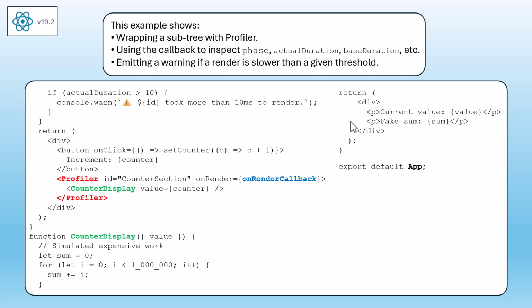By comparing the actual duration with the non-optimized estimate, you can assess how effective your optimizations are, for example, through memoization or avoiding unnecessary renders.